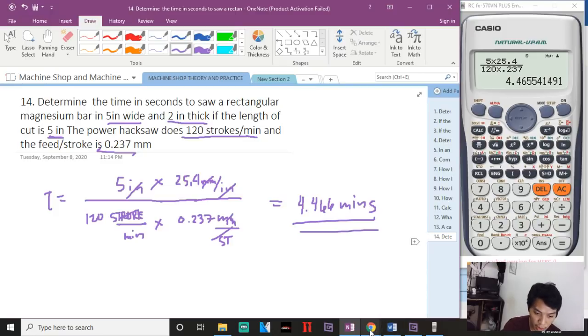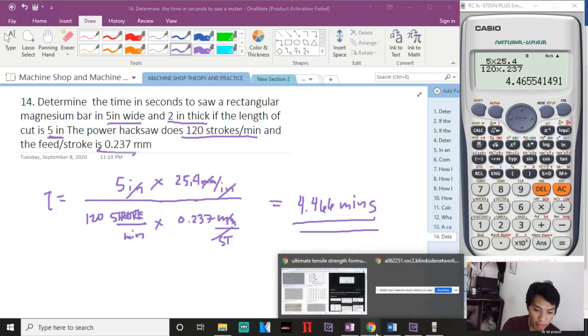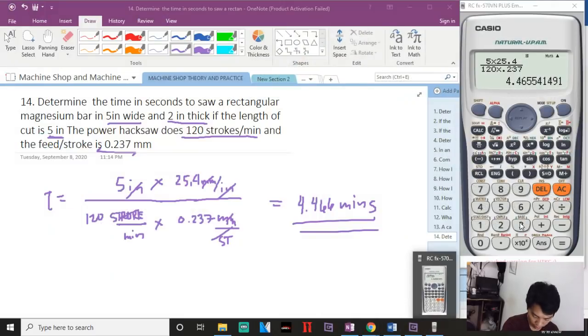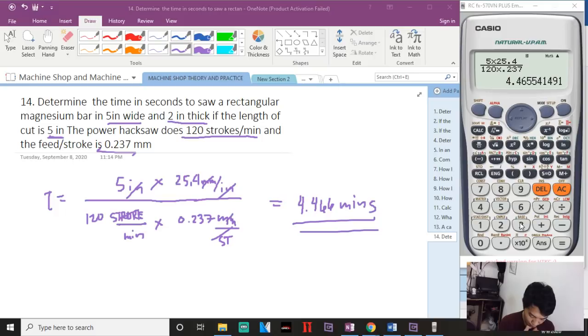Nawala po. Ano yung nawala? Nakikita nyo ba yung aking recording? Yes, sir. Sinecheck ko kasi yan eh.